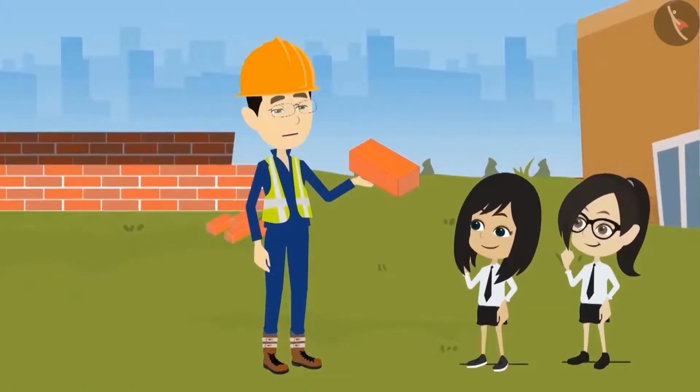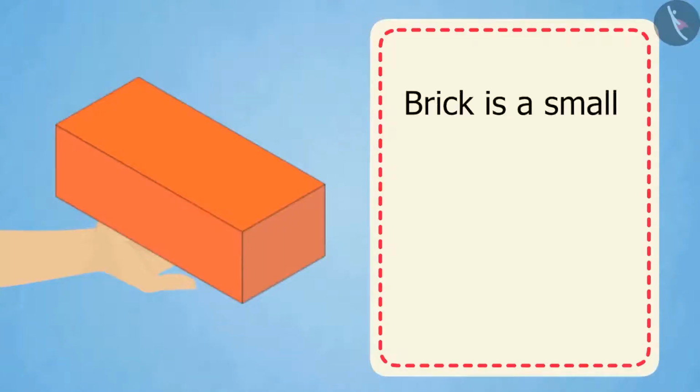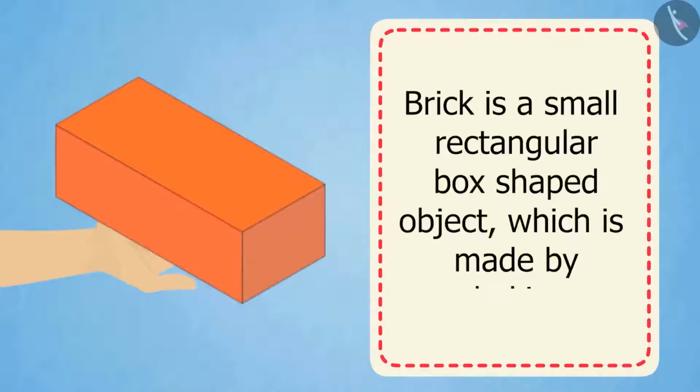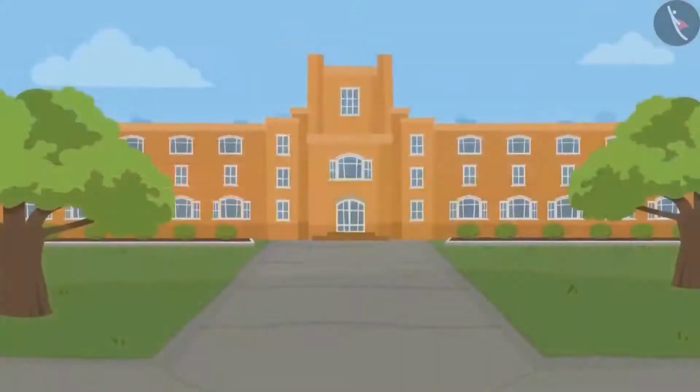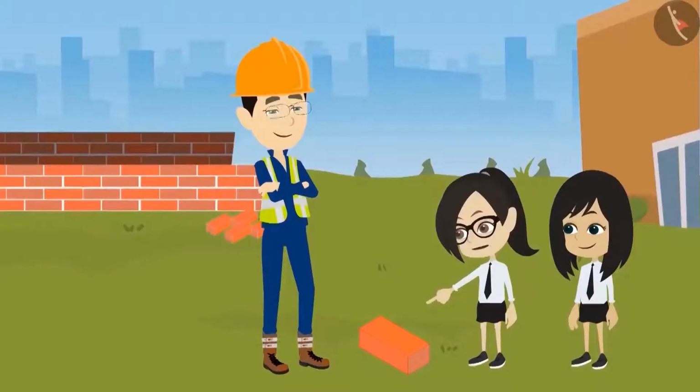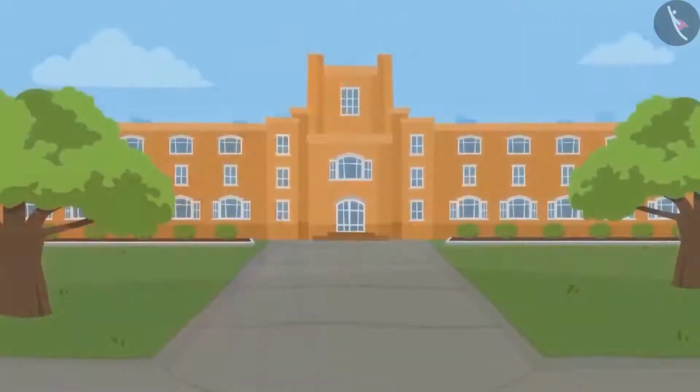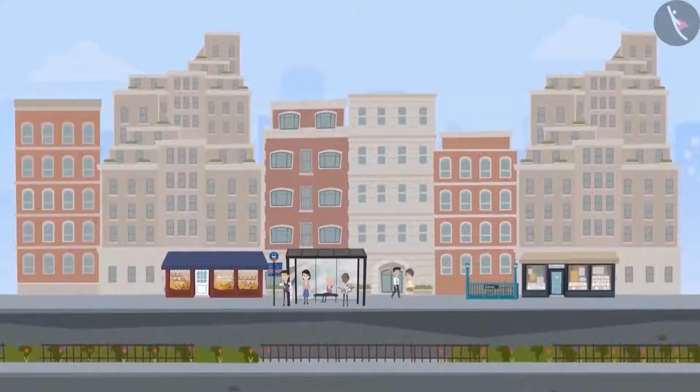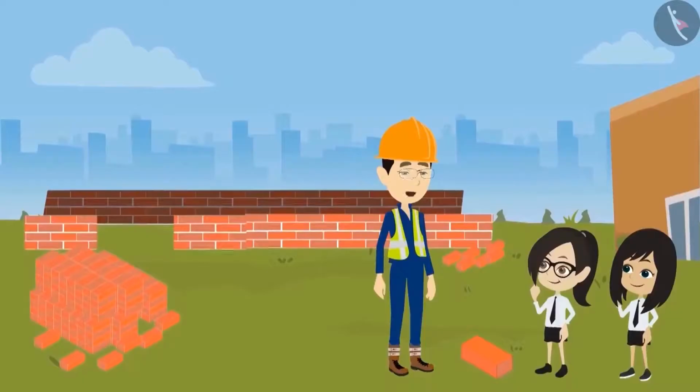This red color small box-shaped object you are looking at is called a brick. Brick is a small rectangular box-shaped object which is made by baking the clay. So are the walls of our school also made of bricks? Yes, and not just this school. Your home, all the buildings in this city, bridges are all made of bricks. Bricks are used in almost every construction work.